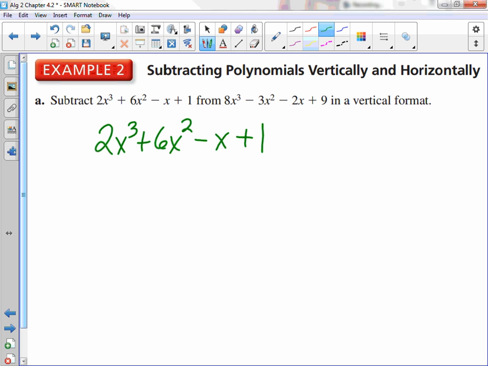Okay, I'll hear it in a second. So this is our first one here. It's kind of similar to what we've done with addition so far, yes? So let's look at the other one.